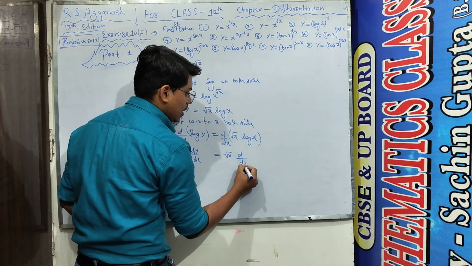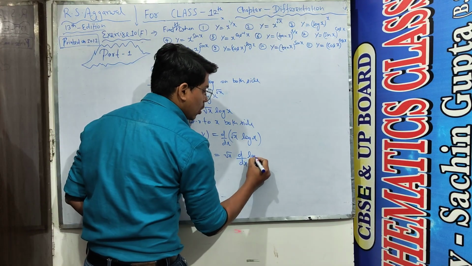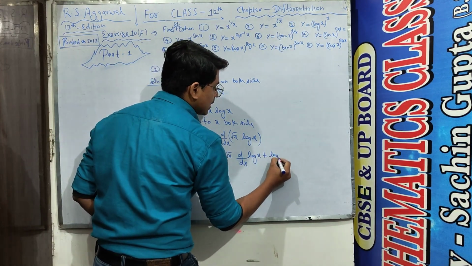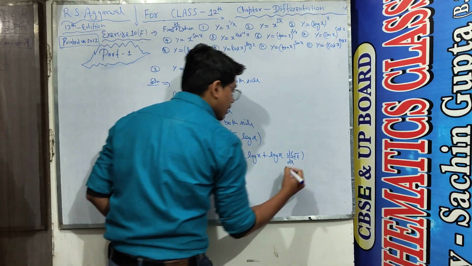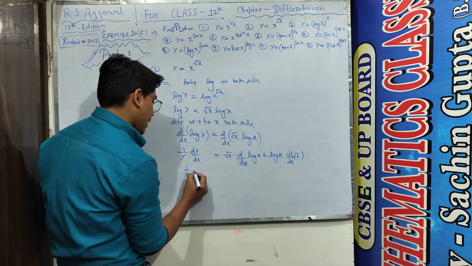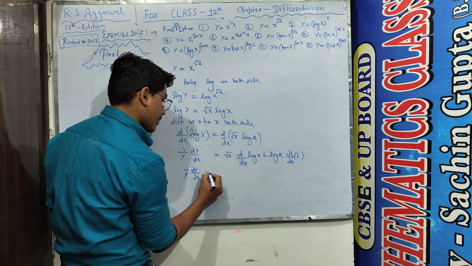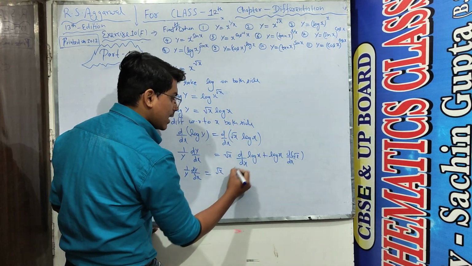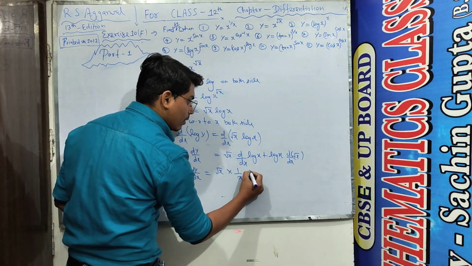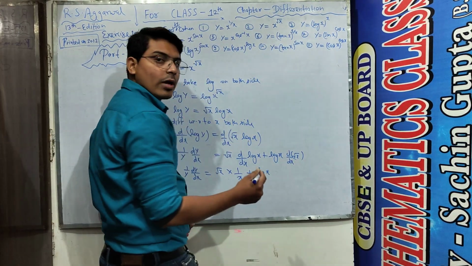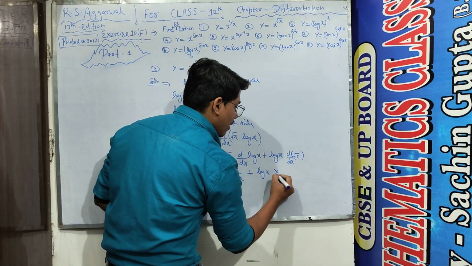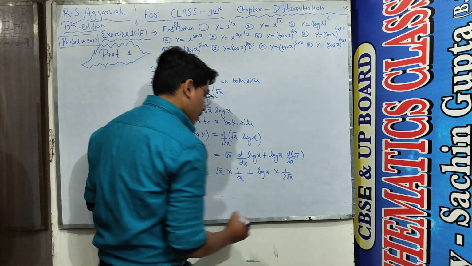in the multiplication: d/dx of log x, plus log x times d/dx of under root x. Now 1/y stays as it is, and this under root stays as it is. The differential of log x is 1/x, and this log x also stays, and the differential of under root x is 1/(2 root x).